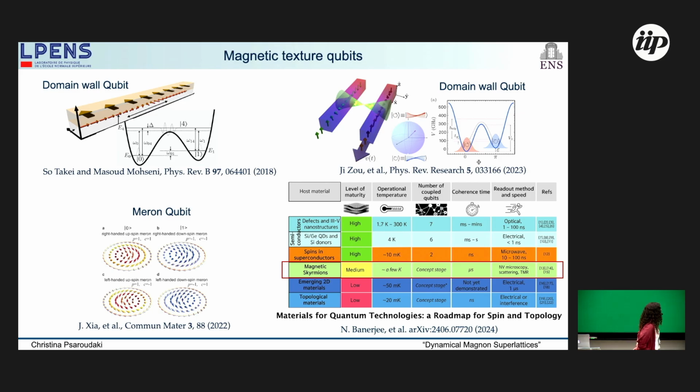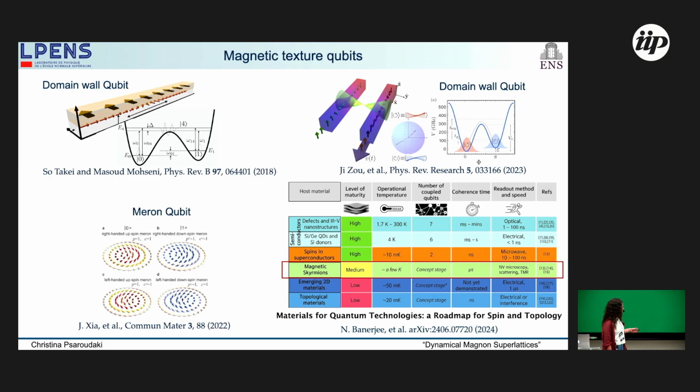Okay, so to put this work in terms of what has been going on in the field, it's actually Sotake and his collaborators that introduced the first concept of solid-state qubit based on magnetization textures back in 2018, where they had this idea to use domain walls to build qubits. And later on, the Basel group with Ji Zhu and his collaborators developed a very similar concept based on domain wall qubits. There is a concept of meron qubits, so I think there's a lot of work going on here that is very interesting to see.